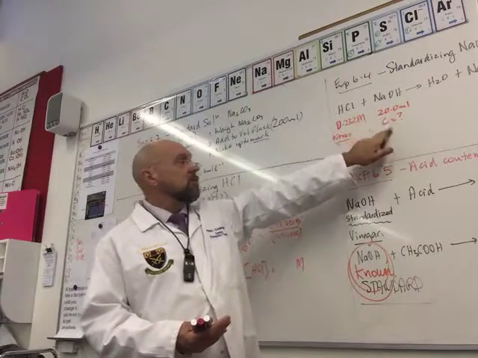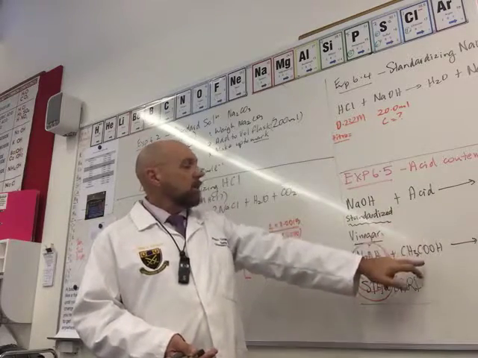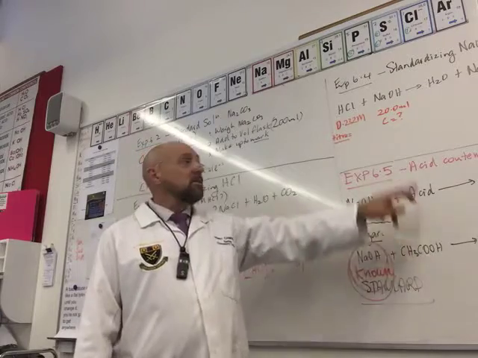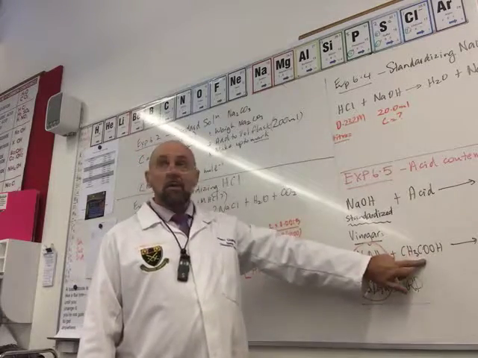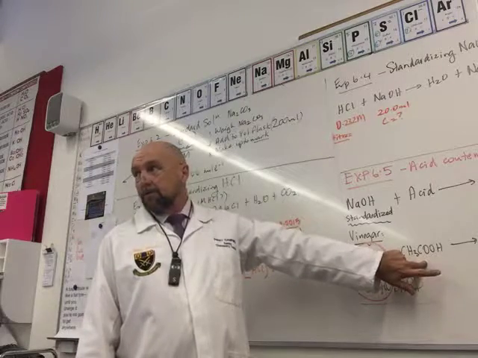Because unless we know the concentration of sodium hydroxide, we can't do the calculation for the concentration of the acid in. Because if this is wrong, that's going to be wrong as well. The error will carry through. You call that a systematic error.